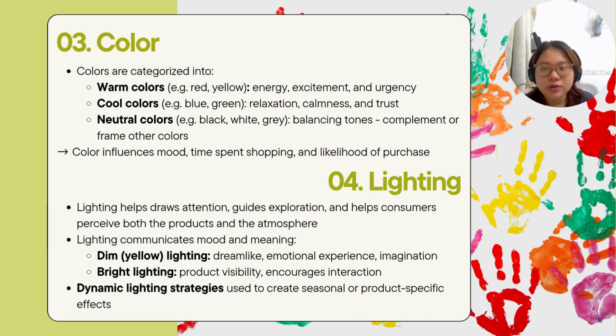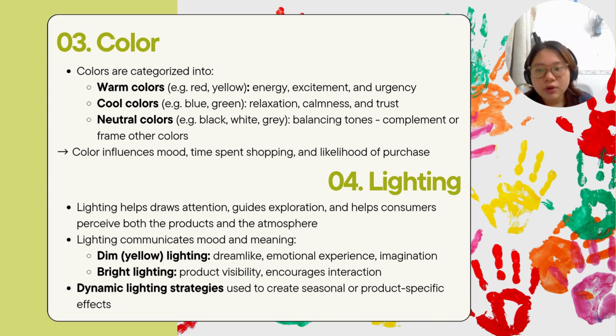Fourth is lighting. Lighting is such a powerful visual stimulus that it draws attention and guides the exploration of the customer toward a product, and helps the customer perceive both the products and the atmosphere of the service environment. For example, in a wine store, clear bright lighting will influence how carefully the shopper examines the bottles of wine and engages with the display. Beyond just visibility, where customers can use the light to read information on the product, the lighting also communicates mood and meaning.